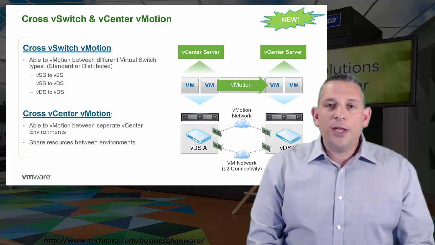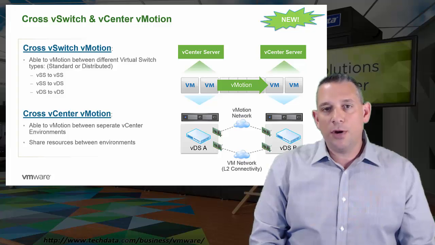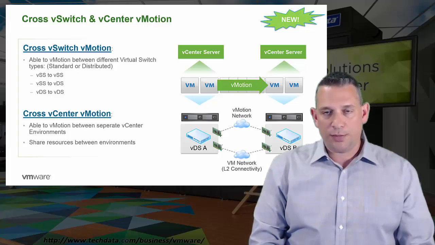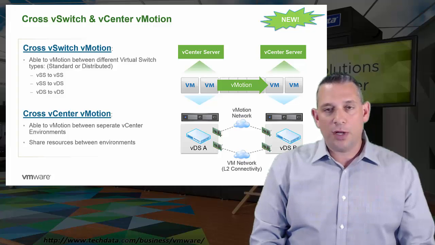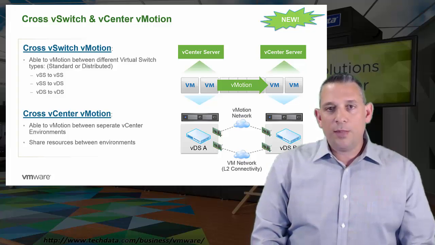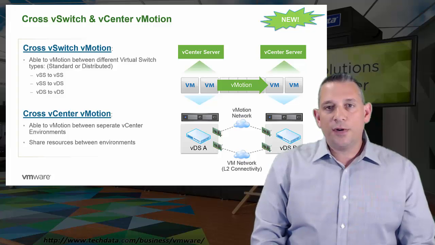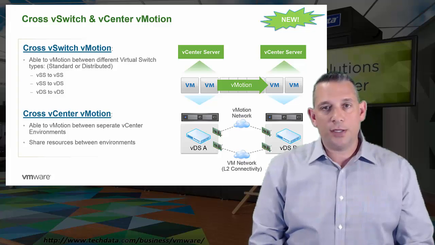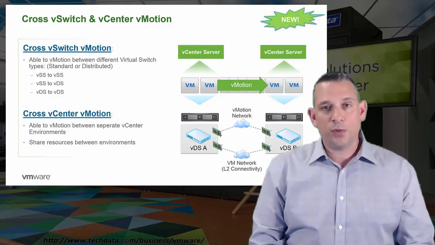Now, one of the major new additions to vSphere 6 is we now have the capability to go cross vSwitch vMotion. Basically, we can move a VM from one switch type to another. Now, there's two basic switch types, a standard and a distributed. Previously, if we had two sites with two different configurations, and one had standard switches while the other had distributed switches, we could not vMotion between those two environments because of the different switch types.